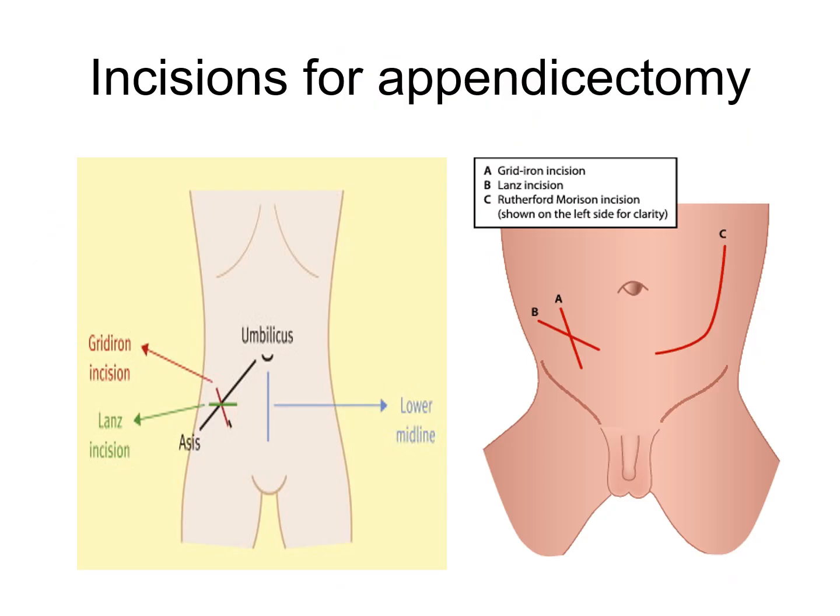These are some of the important incisions for open appendicectomy. You can see here Gridiron incision is the most common one among this, and it is put on the right iliac fossa at a right angle to the spino-umbilical line drawn from anterior superior iliac spine to umbilicus.